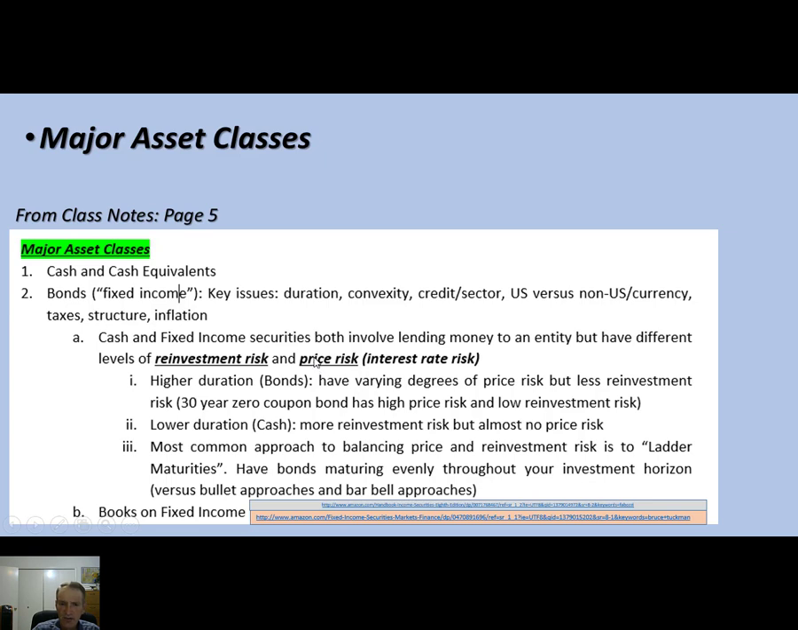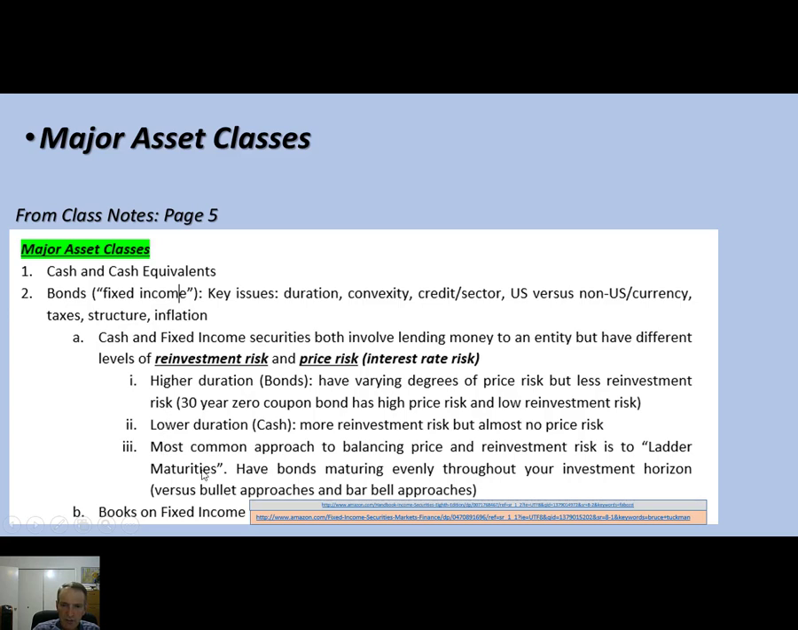easily. They're very volatile. So the more duration a bond has, the less reinvestment risk it has, but the higher price risk. Bonds have varying degrees of price risk and varying degrees of reinvestment risk, related to the duration. Take a 30-year zero coupon bond, which doesn't pay any interest. You pay $100 for it today, and in 30 years it matures at $1,000, with no coupons, no interest at all. That's going to have extremely high price risk, but very little or no reinvestment risk, because there's nothing to reinvest for 30 years.